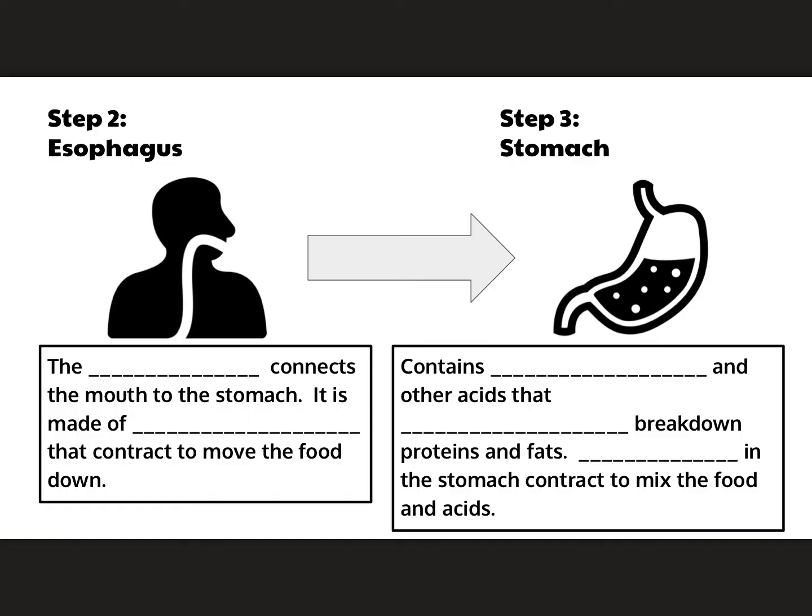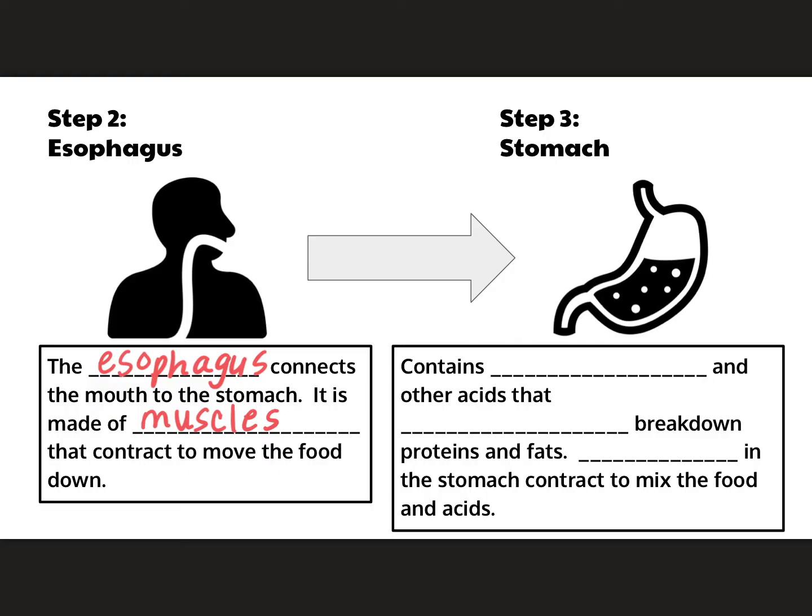After we swallow, our food moves through the esophagus. The esophagus is a tube that connects our mouth to our stomach. It's made of muscles. These muscles contract so that it kind of squeezes the food as it goes down from our mouths down into our stomach.